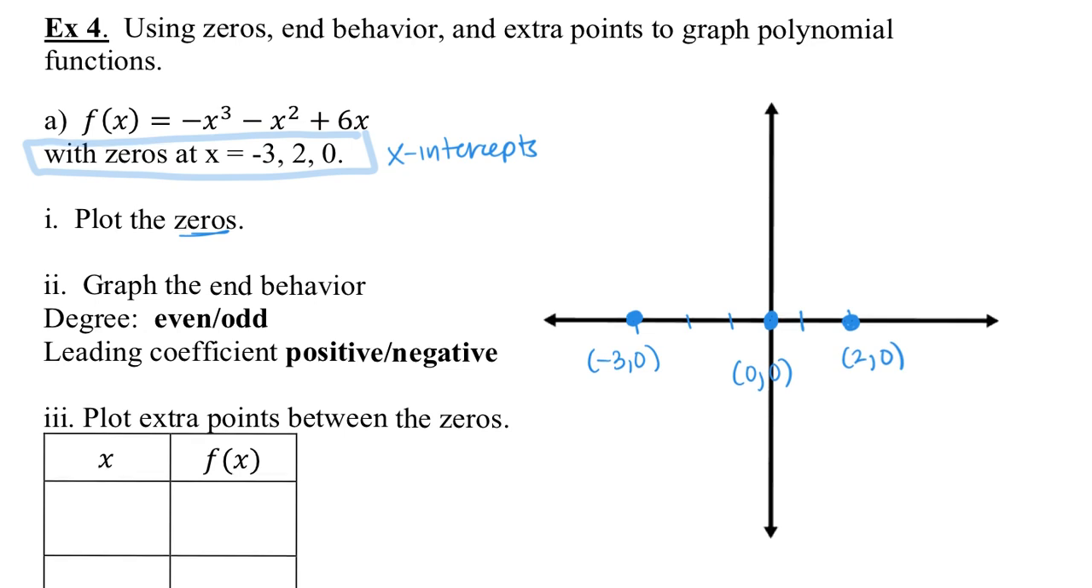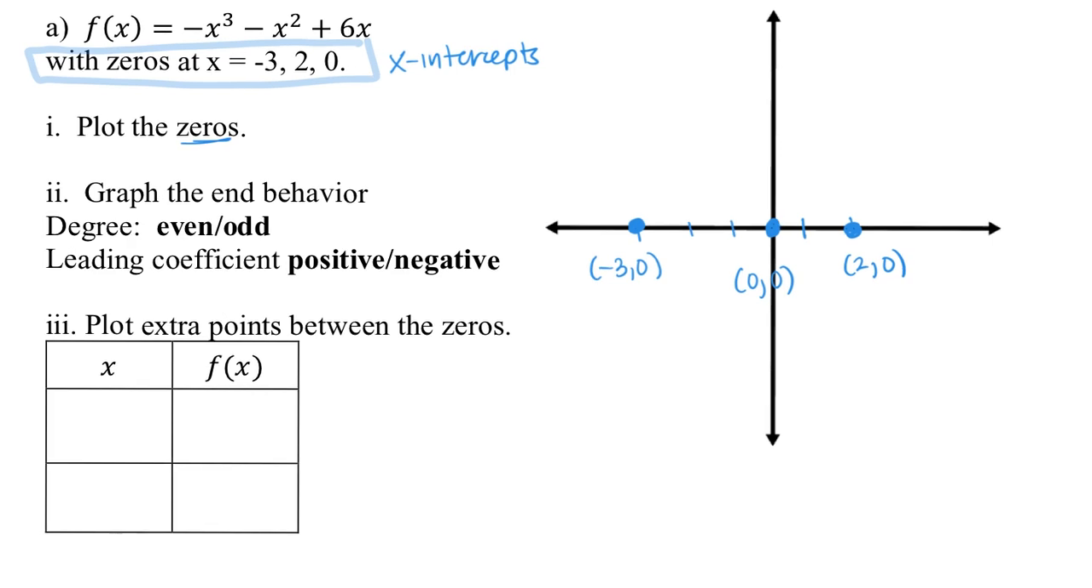Okay, part 2. Graph the end behavior. The end behavior depends on the leading term. So now I'm going to only look at -x to the third. The degree is odd, because it's x to the third. The coefficient is negative. Now if it's odd, they don't match on the left and the right. If it's negative, it's like a negative slope, so it's going to go down on the right and up on the left.